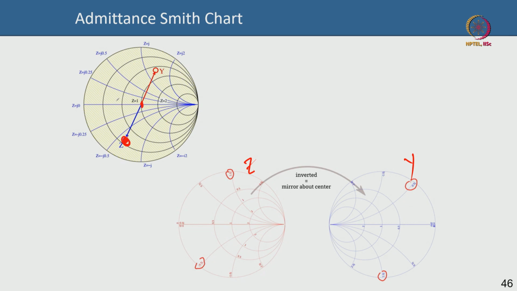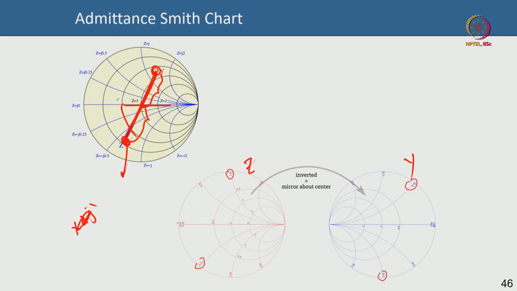If I take a diametrically opposite point here, which means this is some length, I go exactly the same length on the other side of the circle, it is a diametrically opposite point here, then this point gives you the admittance. This point gives you the admittance corresponding to that Z. So, suppose this Z is maybe, I do not know, some x plus jy.